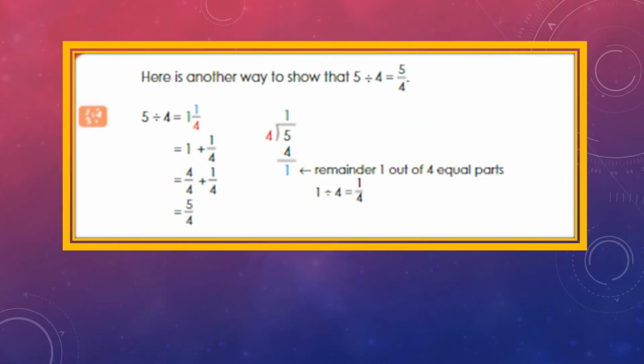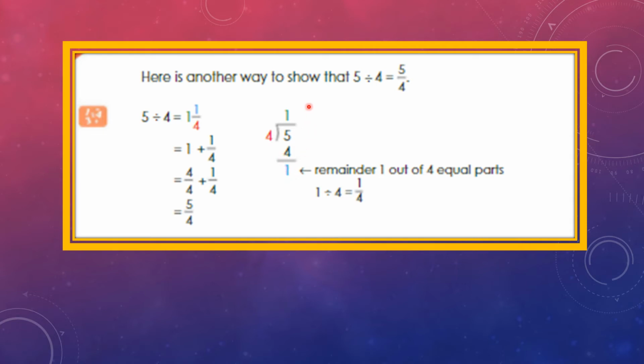Here is another way to show that 5 divided by 4 equals 5/4. What we're going to do here, class, is divide 5 by 4, so we can use the long division method. Our numerator is 5 and our denominator is 4. Our numerator will become our dividend and our denominator will become our divisor. So 5 divided by 4 equals 1. 1 times 4 equals 4. Let's subtract this: 5 minus 4 equals 1.